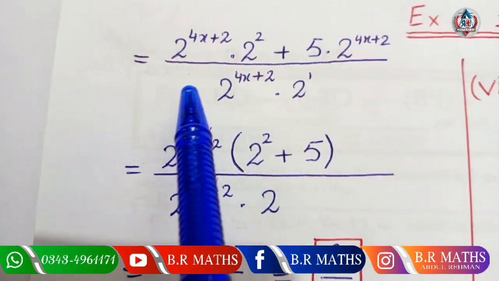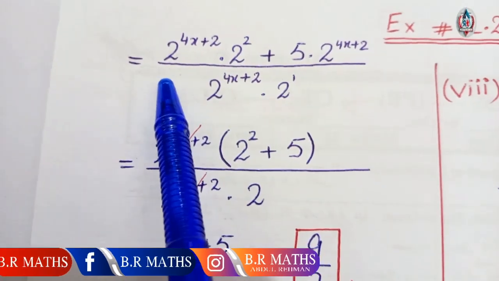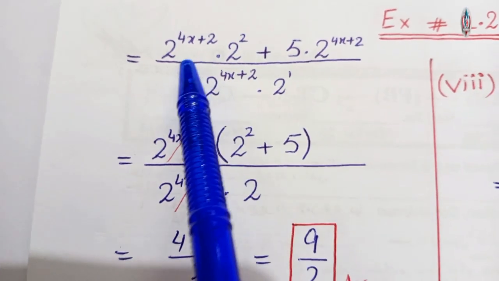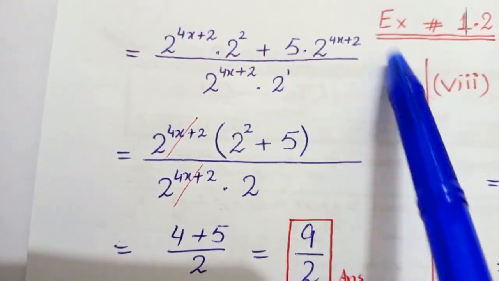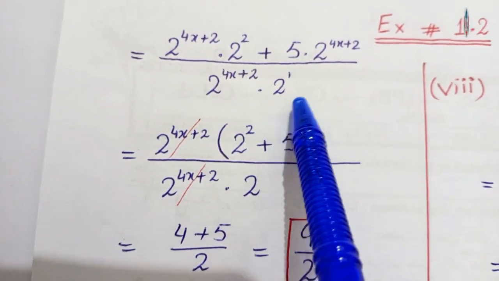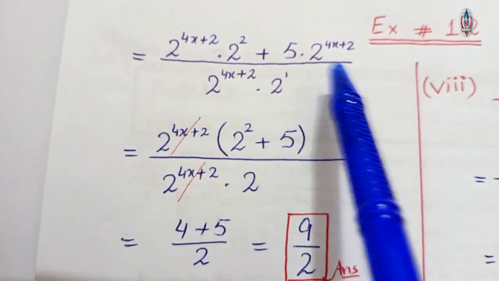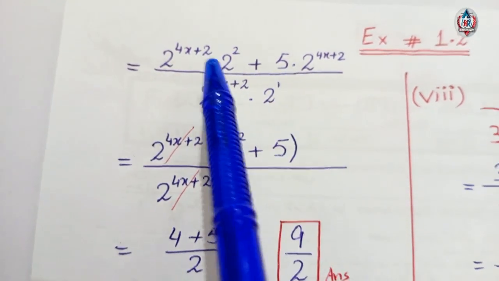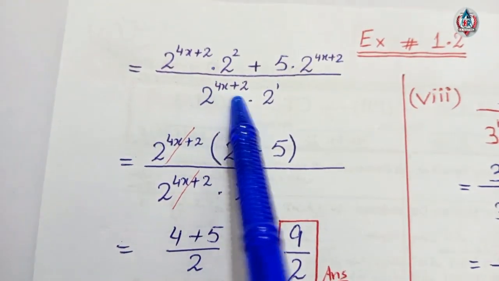Okay student, next, according to the fifth part, split 2 raised to power 4x plus 2 and 2 raised to power 2 separately, and 5 times 2 raised to power 4x plus 2, and in the denominator 2 raised to power 4x plus 2 separately and 2 raised to power 1 separately. Okay, so this technique is applied only for taking a common factor. See, 2 raised to power 4x plus 2, 4x plus 2, 4x plus 2.